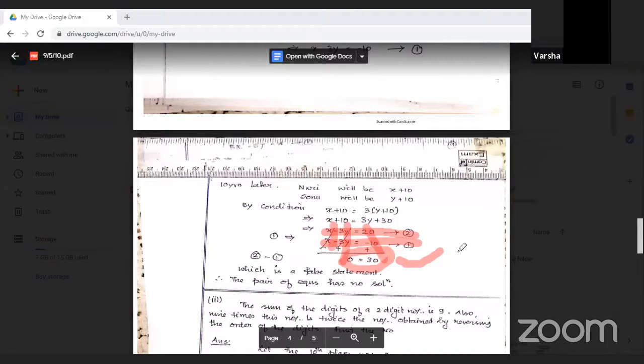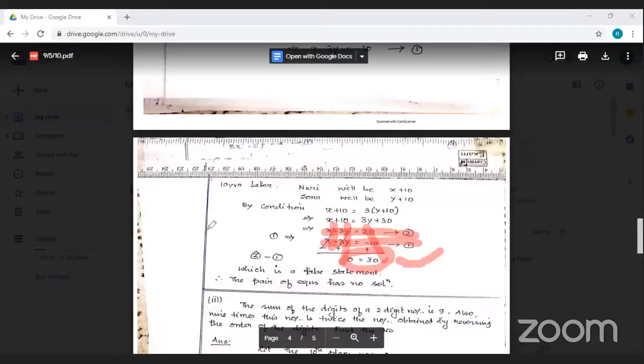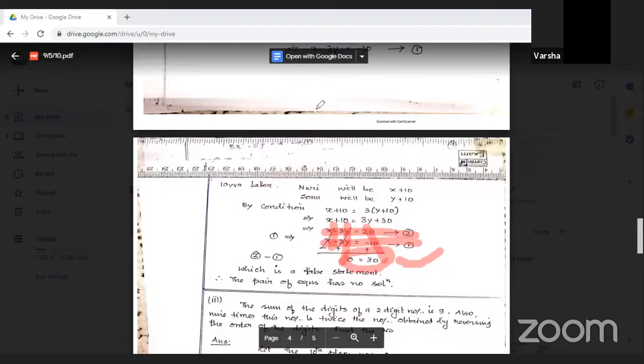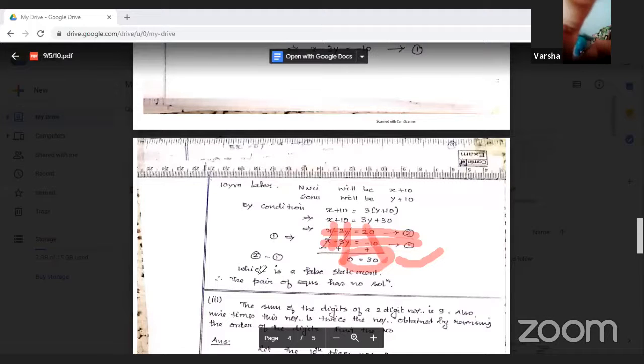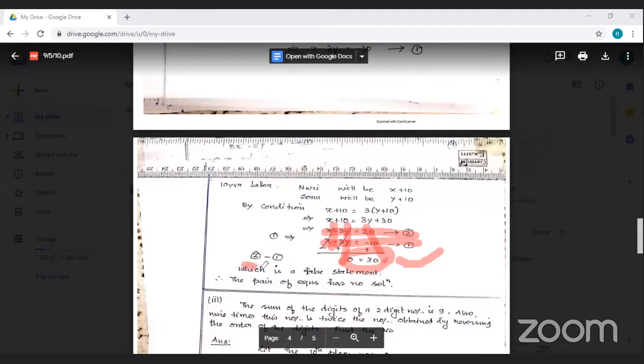0 is equal to 30? Is 30 not equal to 0? Yes, 30 is not equal to 0. Therefore, 30 cannot be 0, which is a false statement. Therefore, the pair of equations has no solution.